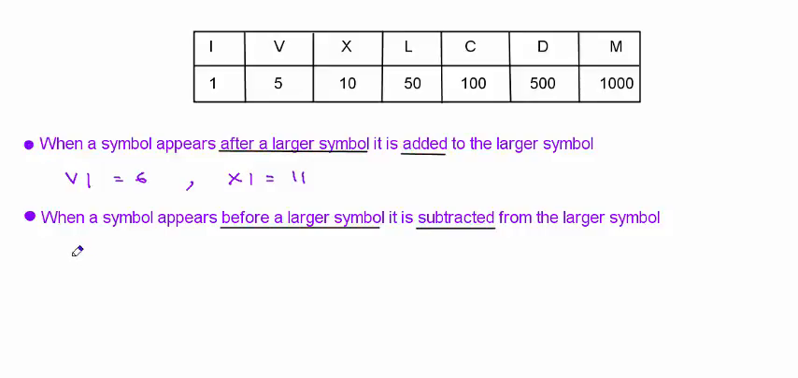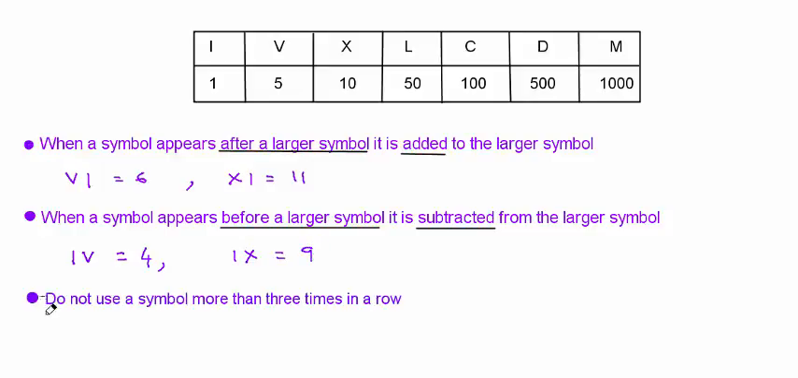So if you have IV, this means V minus I or 5 minus 1, so this represents the number 4. Similarly, if you have IX, this represents the number 10 minus 1, which is 9. And do not use a symbol more than 3 times in a row. So if you have III, this indicates the number 3, but you're not supposed to add another I to make it 4. Rather, you would write IV for 4.